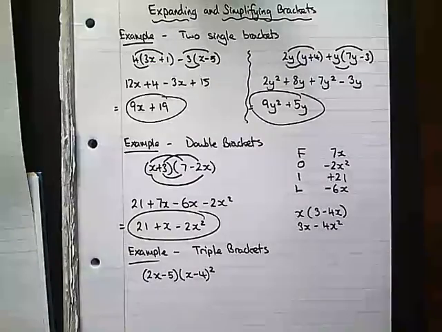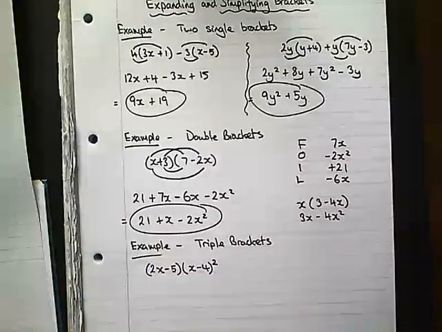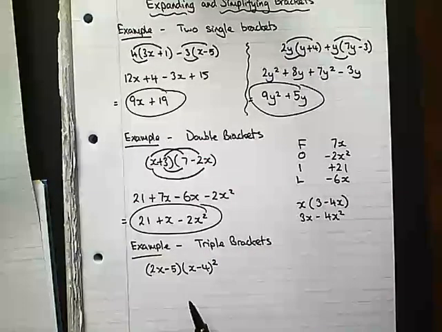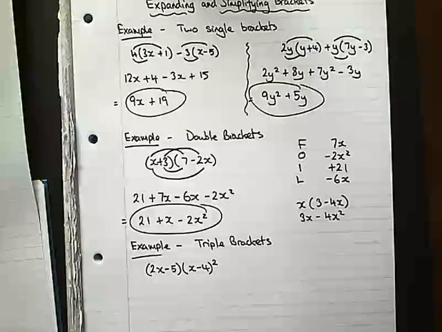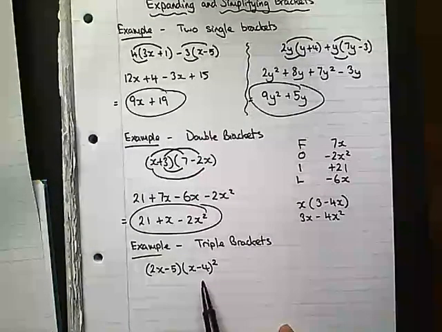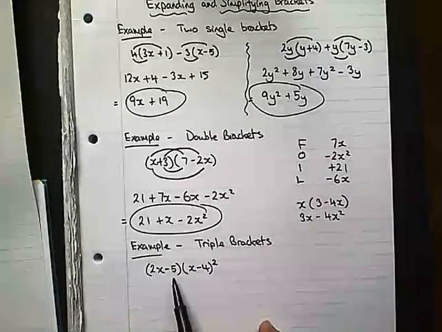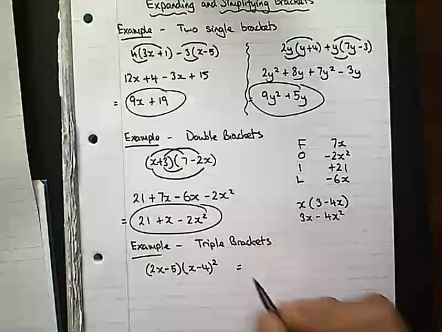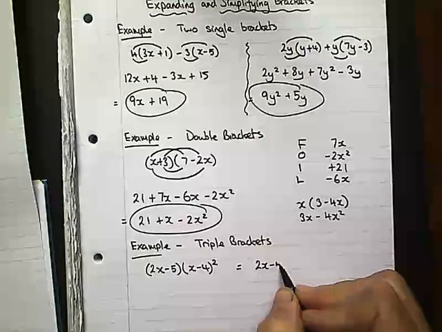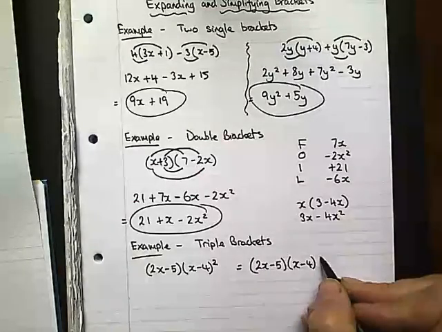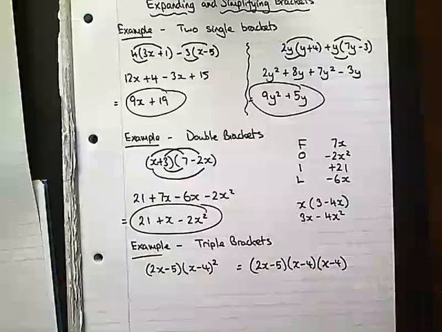Right, triple brackets. Triple brackets are: do what you did with double brackets and then do it once more. That's it. Okay, so you've got one extra step. So usually you expand out two brackets to begin with. So here I've got 2x minus 5 multiplied by x minus 4 all squared. Well, that's the same as saying 2x minus 5 multiplied by x minus 4 twice. Okay, and that's what the squared stands for. And we should know that by now.